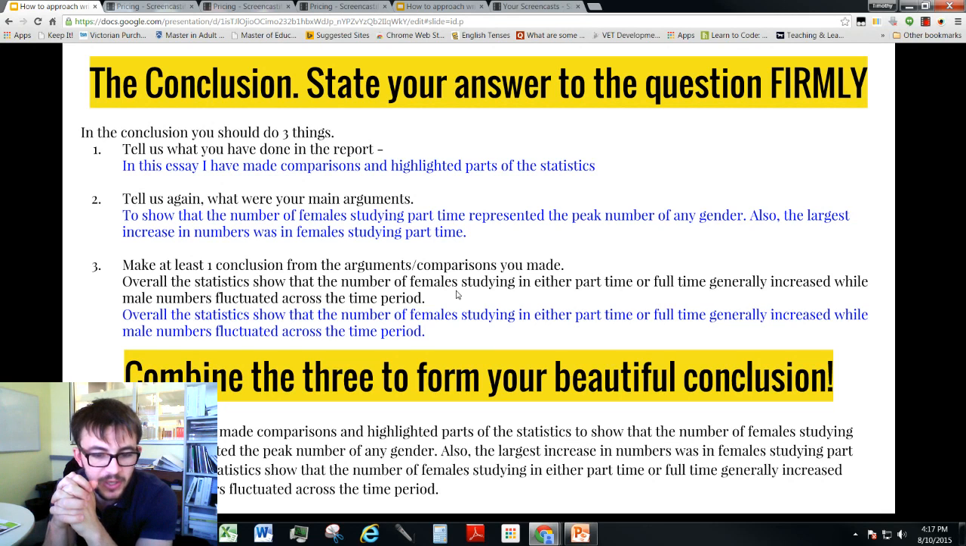Overall, the statistics show that the number of females studying in either part-time or full-time generally increased while male numbers fluctuated across the time period. Conclusion done. Absolutely done.